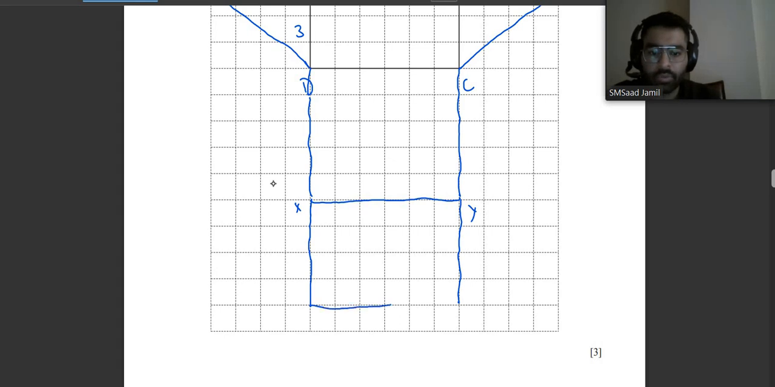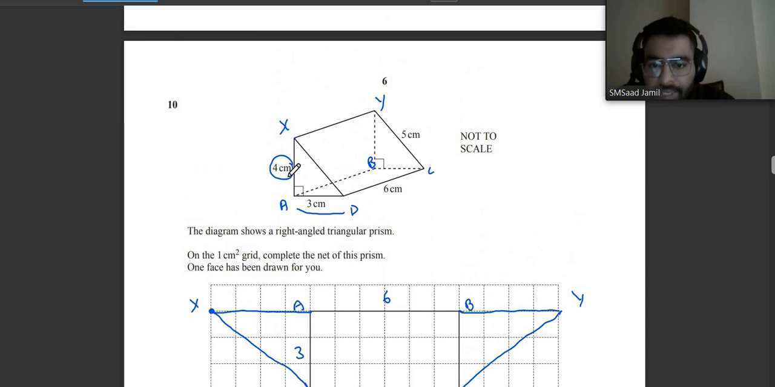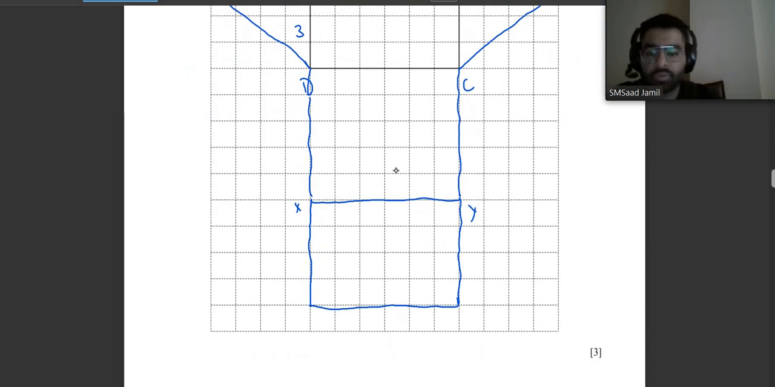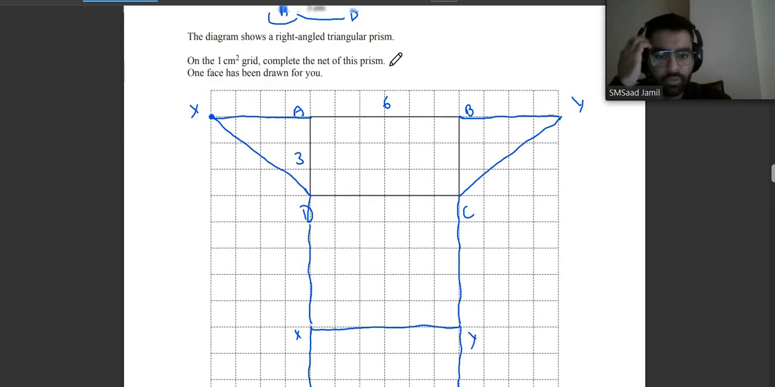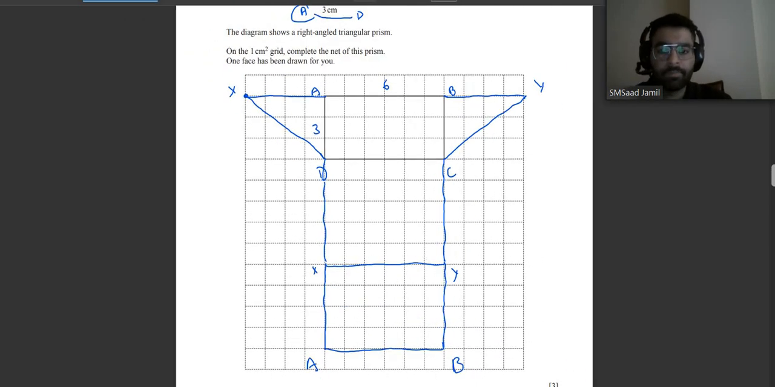We are going to close it. And as you can see, the height is 4 centimeters. And where are these points joining? A and B. So we will write A and B. And that's how you sketch the whole shape onto a net.